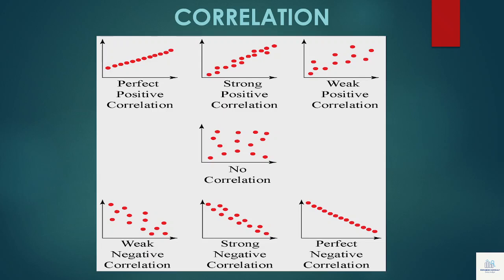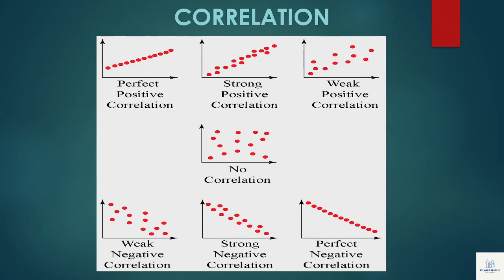Now, if you look at the one right in the middle, we have no correlation. You can see that all the dots are scattered, and that indicates that there is no correlation. All of them are just on their own. They don't have any relationship. But the graphs at the bottom part are the other way around, like the opposite of the ones on the top part. So that is a negative correlation. We have the weak negative correlation, strong negative correlation, and perfect negative correlation.